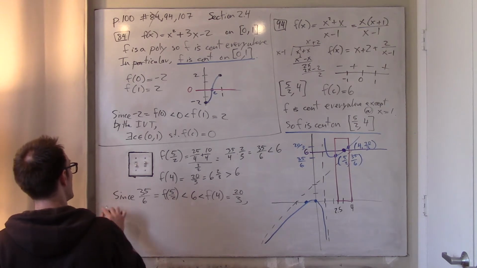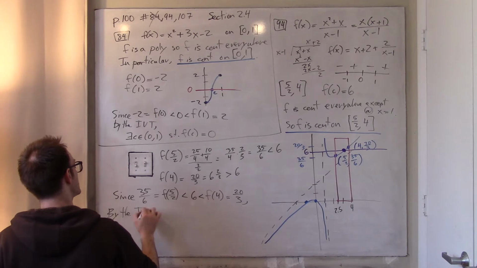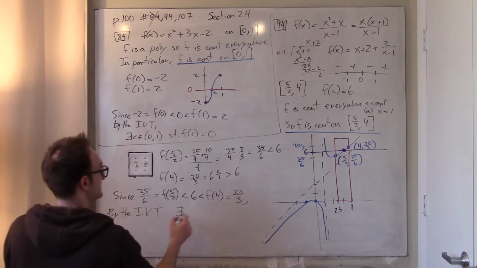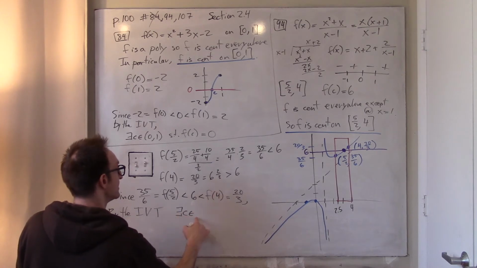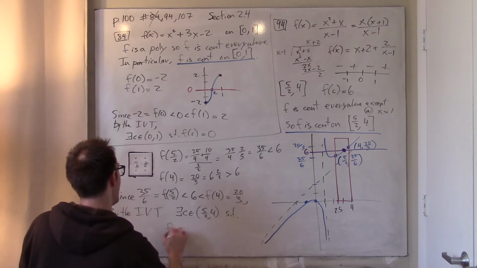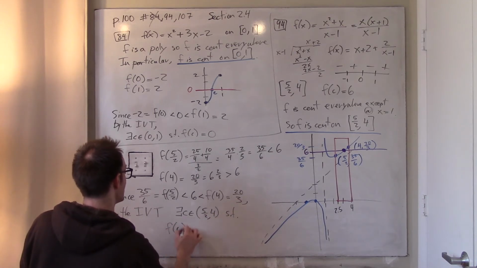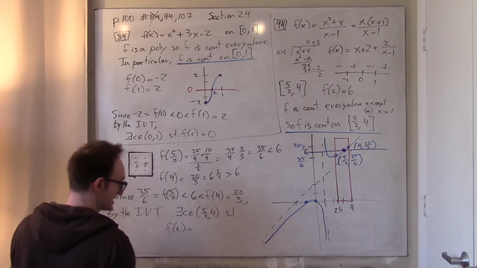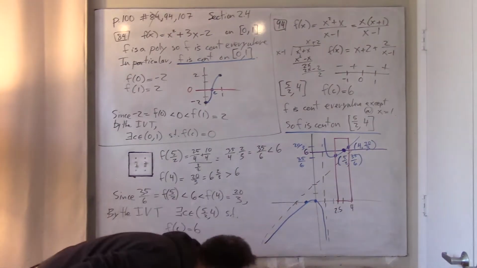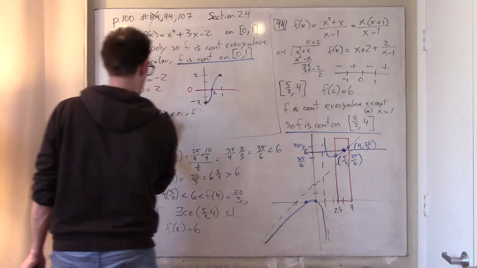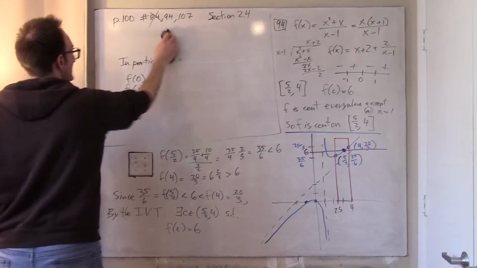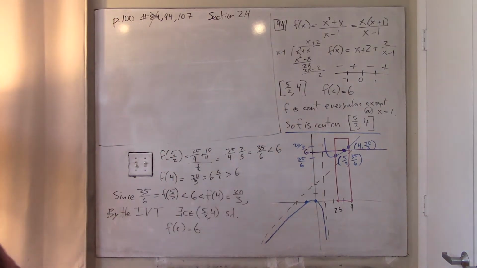Or since this is true, by the intermediate value theorem, there exists a point C on this interval 5 halves to 4 such that f of C is 6. Okay, so the intermediate value theorem asserts that somewhere this function must be 6. The whole problem is just meant for you to be comfortable with the intermediate value theorem and to know how to cite it.